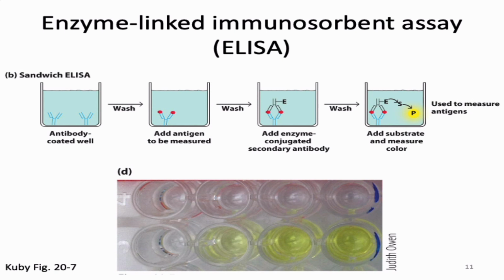And so officially, the ELISA that is shown here is called a sandwich ELISA. The ELISA that you will see on the next slide is called an indirect ELISA. In a sandwich ELISA, you are looking to see if antigen is present. In an indirect ELISA, you're looking to see whether antibody is present.